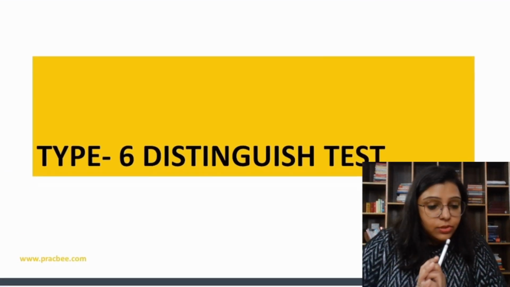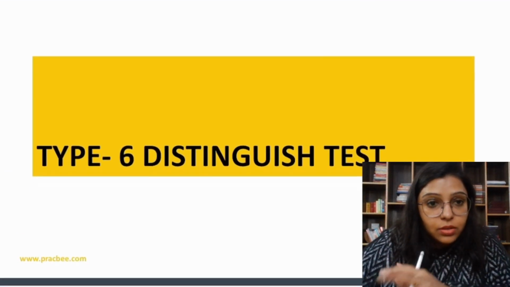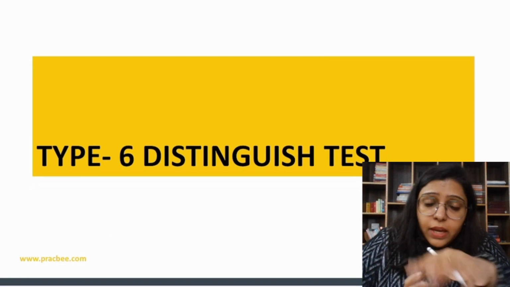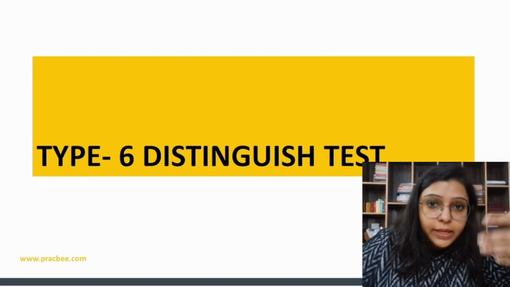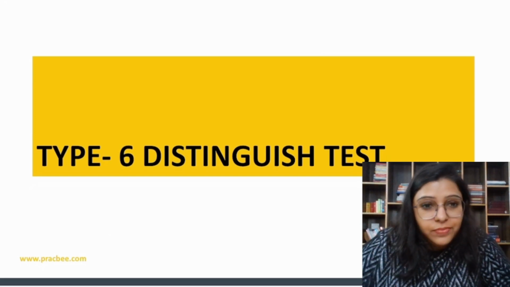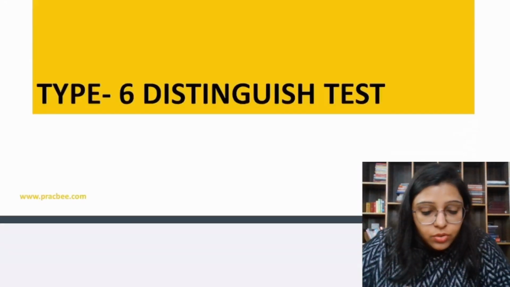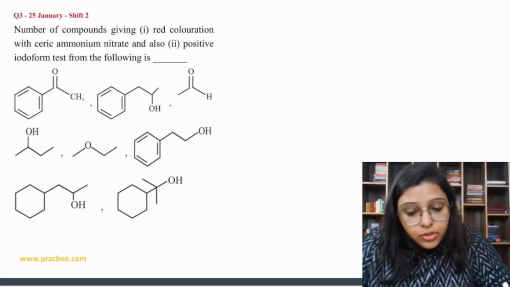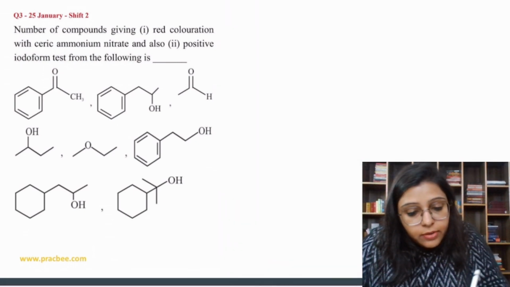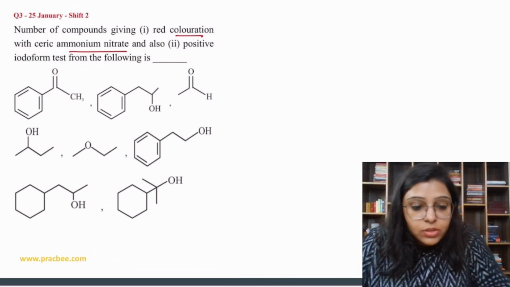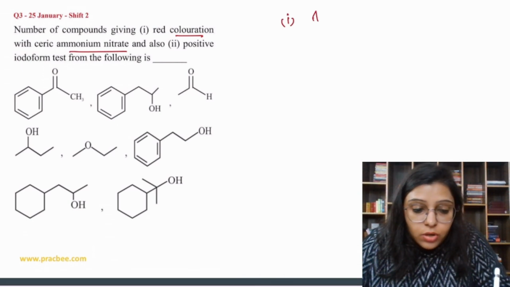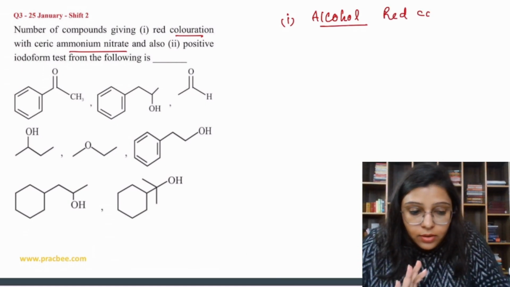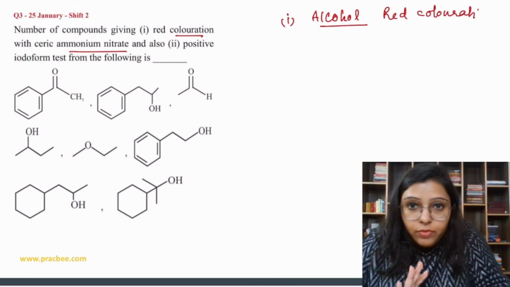Right. Okay, students. So we are moving to our last problem type, in which questions are going to be from the distinguishing tests, like the Tollens test, Fehling test. You know, we have so many tests. So we are going to do questions from that part. The first question says: the number of compounds giving red coloration with the ceric ammonium nitrate test. The ceric ammonium nitrate test is for alcohols. So if we have alcohols, then we get red color.